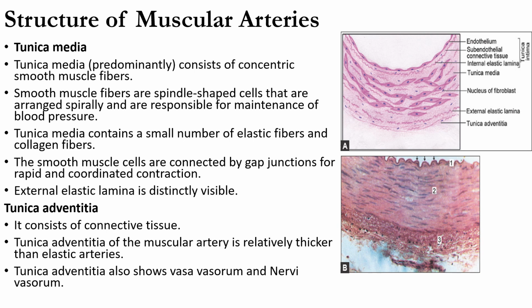The smooth muscle cells are connected by gap junction for rapid coordinated contraction. And here again the elastic lamella, external elastic lamella, is distinctly visible. Then the tunica adventitia has connective tissue. Then the muscular arteries are relatively having thicker tunica adventitia than the elastic arteries, and tunica adventitia also shows presence of vasa vasorum and nervi vasorum as we have seen in the elastic arteries.